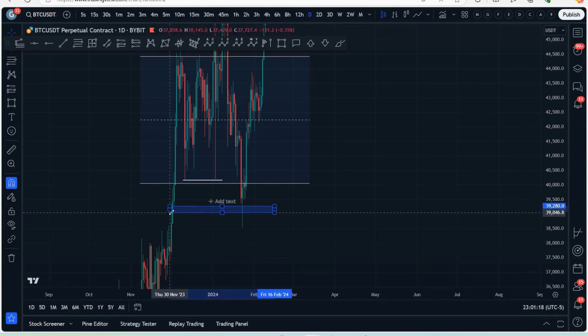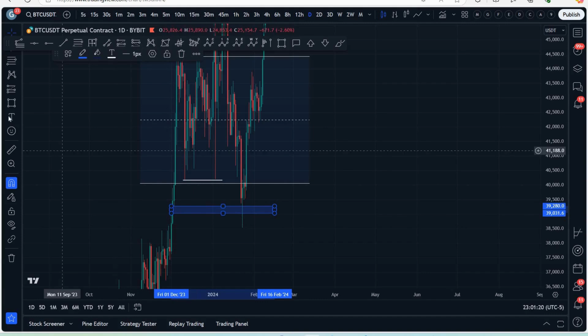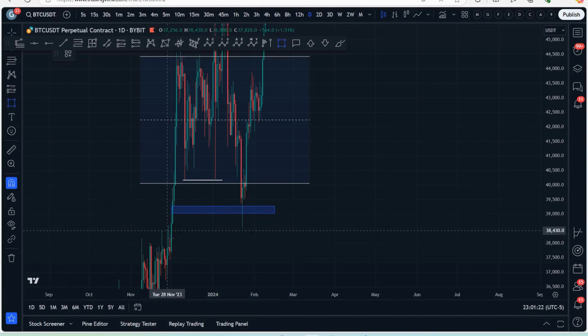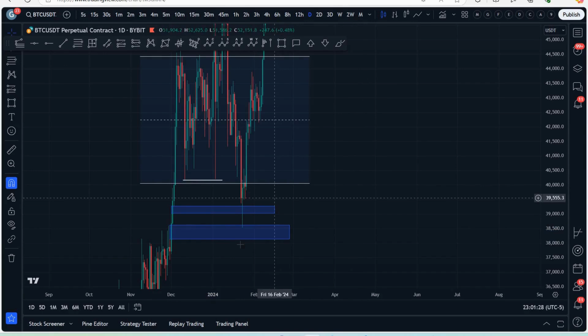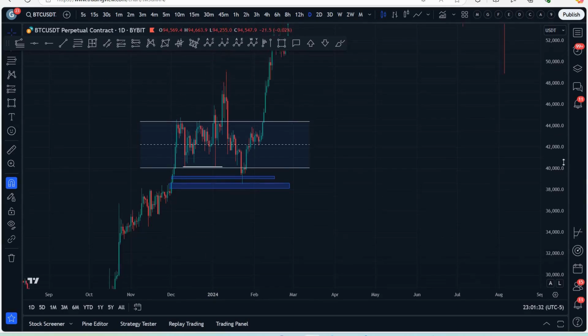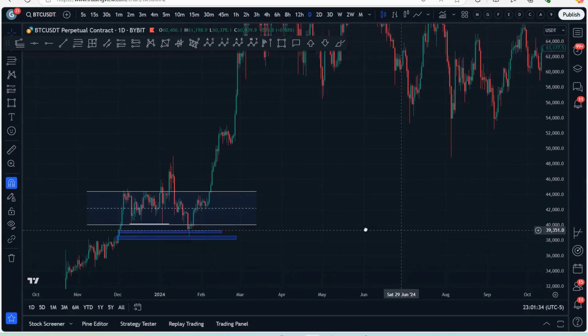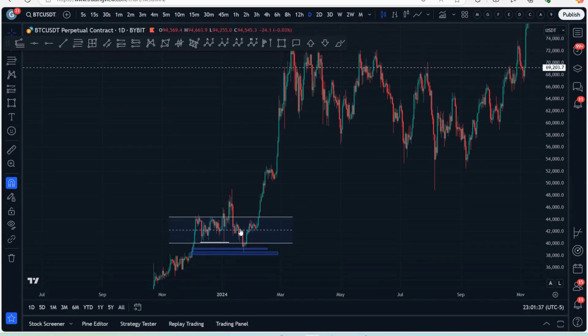It was not the only daily fair value gap we had. We had another one down there. It didn't get completely filled, but it got touched. It doesn't have to be filled. I will explain that in other videos, but it got touched. And price just went on mad movement, right, for weeks.